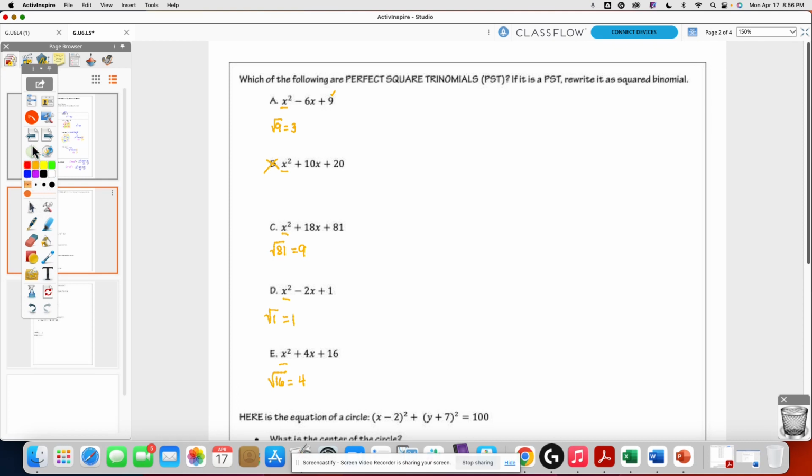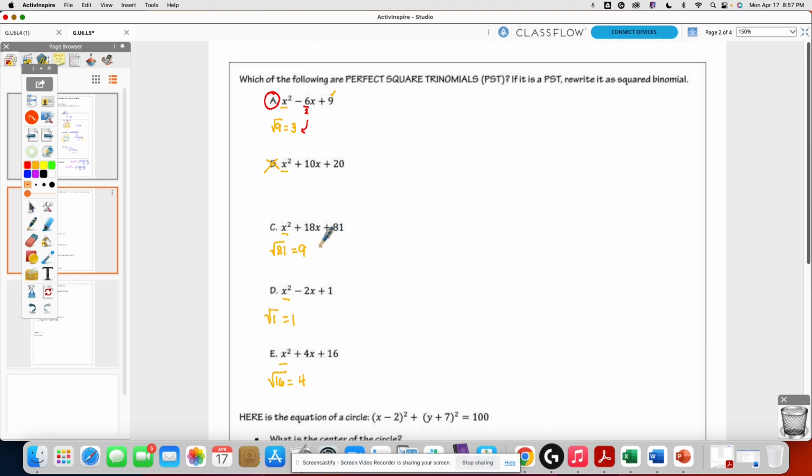Now, for the middle term, what you want to do is you multiply that square root by 2, and you should get the middle term. So 3 times 2 is equal to 6. Or you can say, if you divide 6 by 2, that is equal to 3. So this one is a perfect square trinomial. Let's circle that.